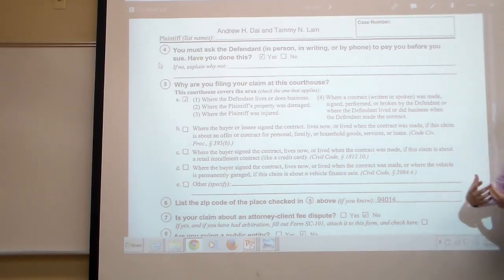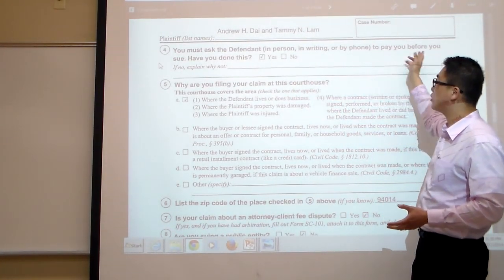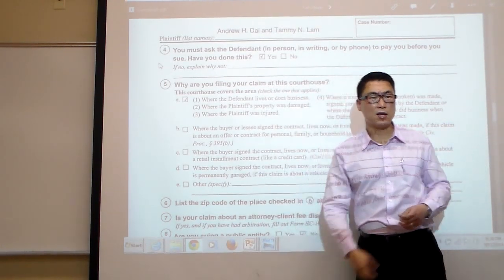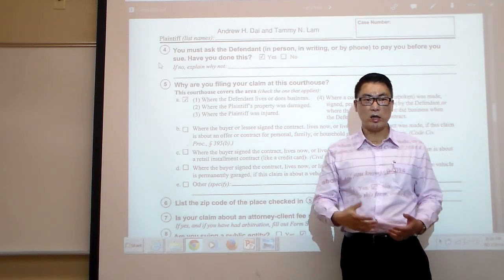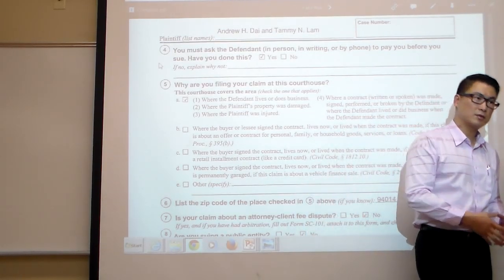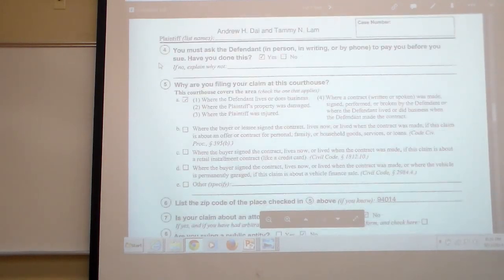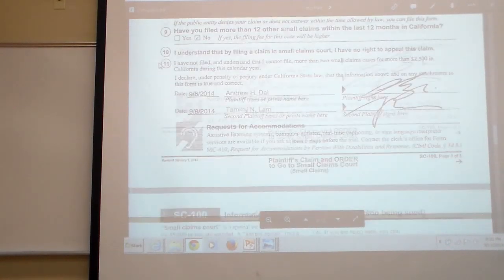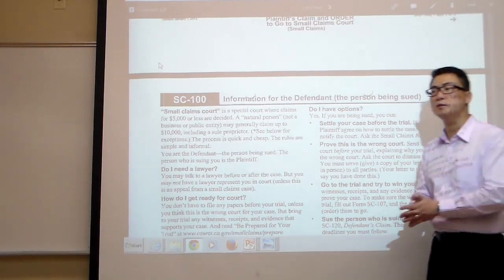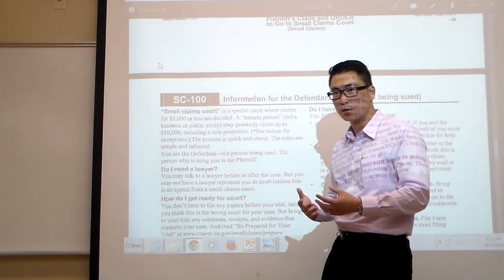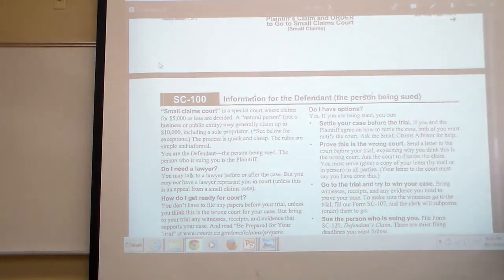One requirement for small claims, you have to ask the defendant in writing or by phone to pay you before you sue. Have you done this? Yes. I didn't talk to her personally, but I talked to her insurance company. So they knew, okay? And that's it. That's how simple it is. You don't have a summons, you don't have a civil cover sheet. And this is what I got. When you file a small claim, it's very simple.